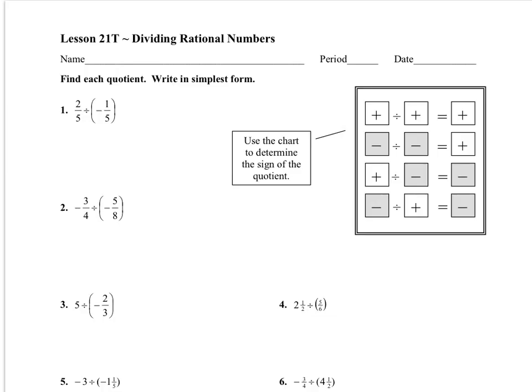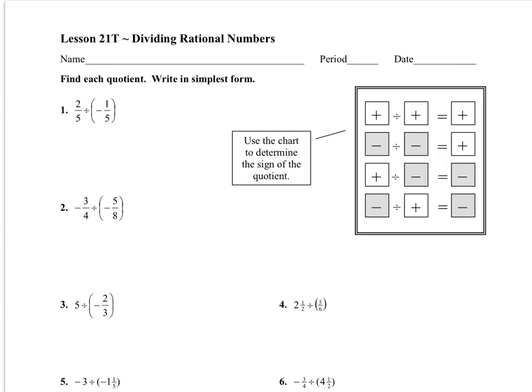Okay, dividing rational numbers, or the rule for dividing rational numbers, is going to be exactly the same as it was for multiplying rational numbers. The only difference is the operation. So multiplication and division of rational numbers, the rules, according to the signs, are exactly the same. Nothing has changed. Okay, here we go.